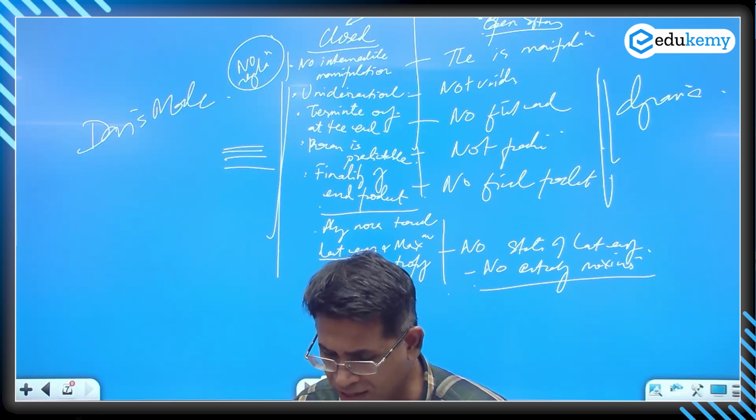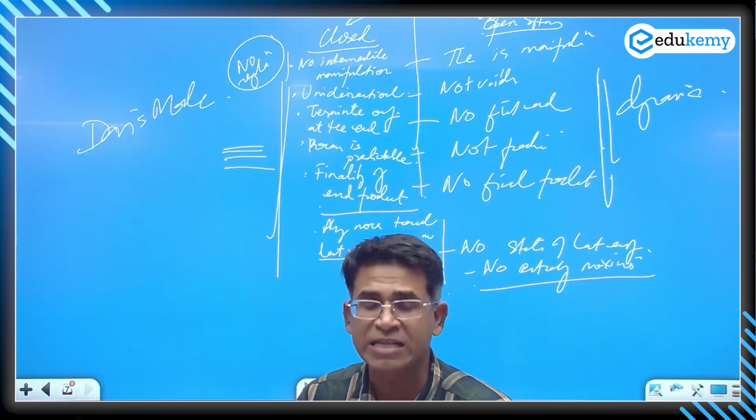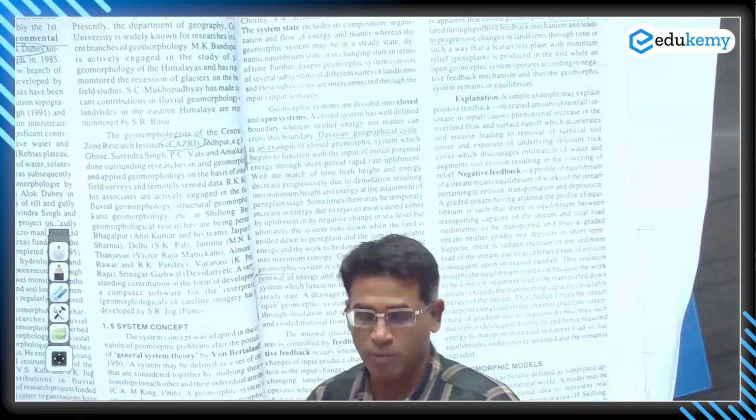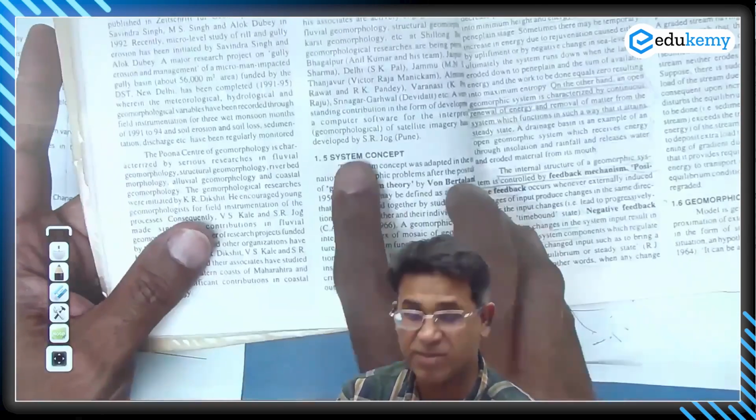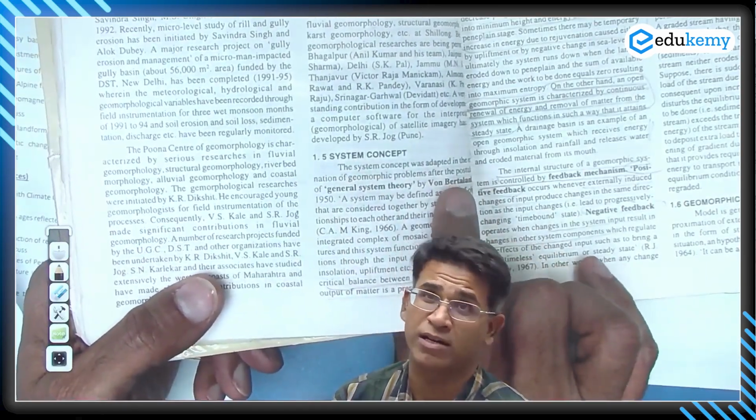Don't do all of this at the expense of the other concepts. Page number 12 and page number 13. Geomorphology, page 12 and page 13. यहाँ पर है systems concept. Yes, yes. Endrumpf is not the final product.